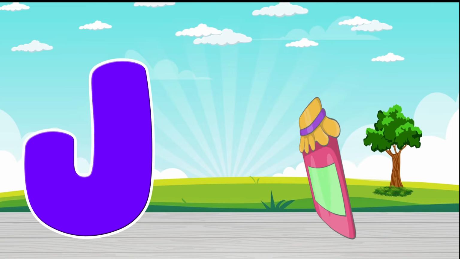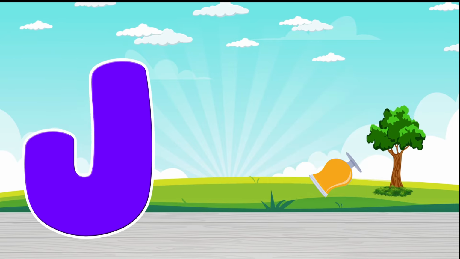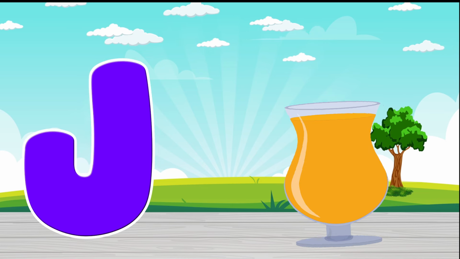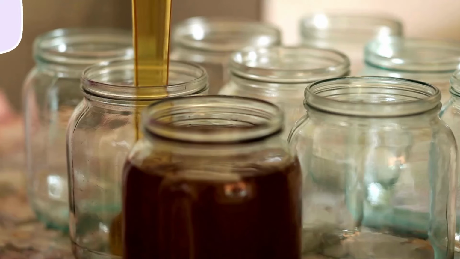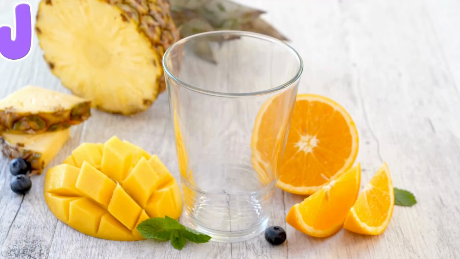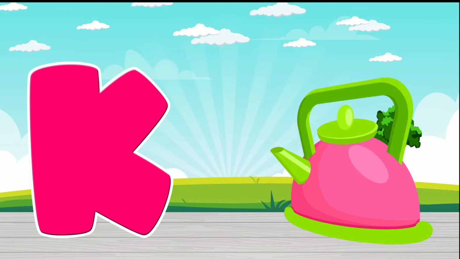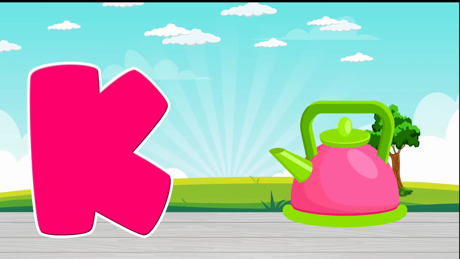J is for jar, j, j, jar. J is for juice, j, j, juice. J is for j, j, j, j, jar. J is for j, j, j, j, juice.